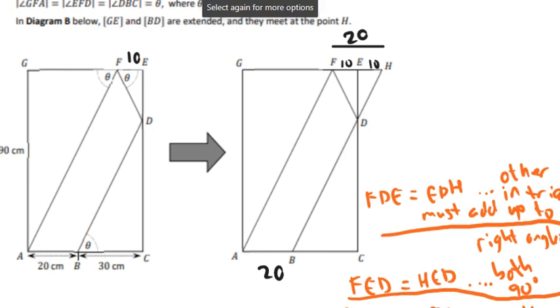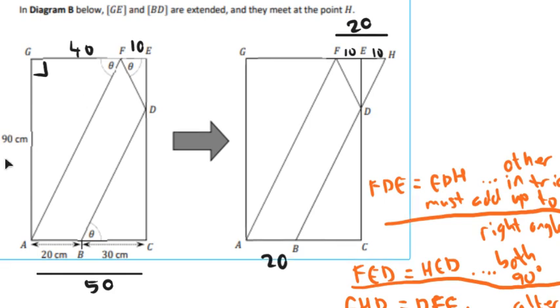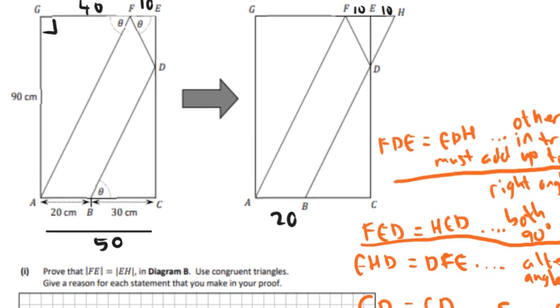So if that's 10, we know that the whole length of the bottom there, 20 and 30, has to be 50 altogether. So the whole length of the top has to be 50. So that means that this part here from G to F has to be 40. That's pretty much all we need then. Now we're in a position, that's a right angle triangle there, and we're looking for theta. So 90 is the opposite from theta, 40 is the adjacent. So we can use trigonometry then.